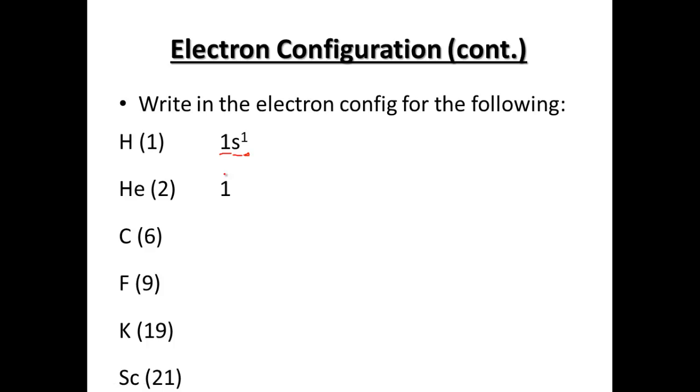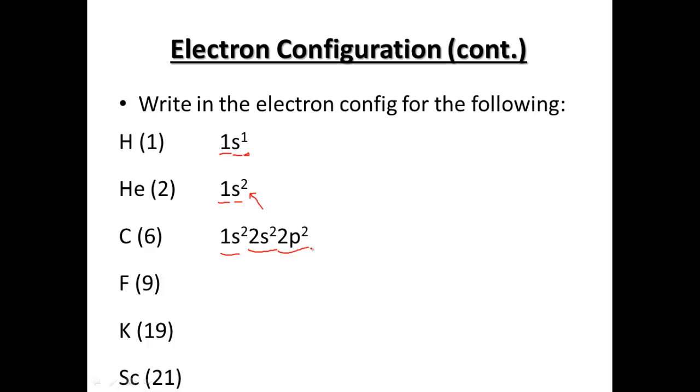Helium, 1s2, 2 total electrons, both of them in the first energy level in the s orbital. Carbon, 6 total electrons is its atomic number. We're going to show our 2 in the first orbital, 1s2, then 2s2, 2 in the second, and 2p2, 2 in the p orbital.